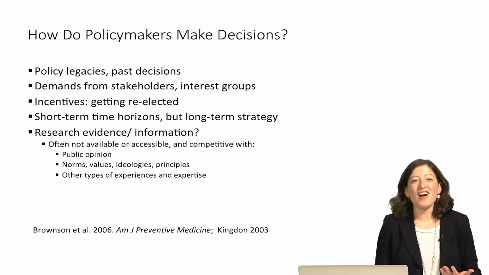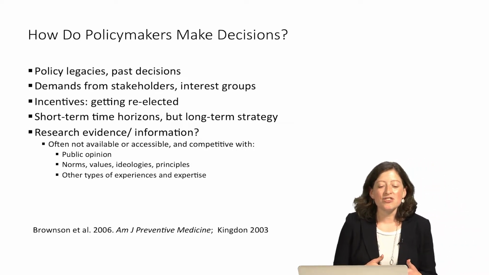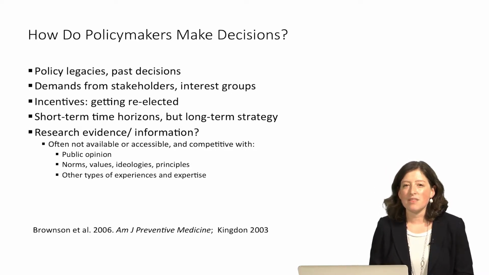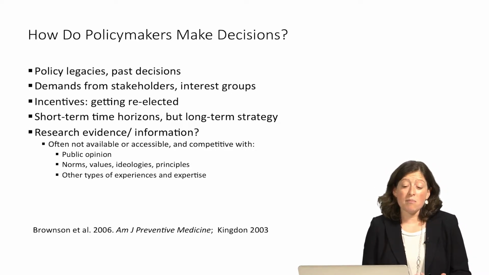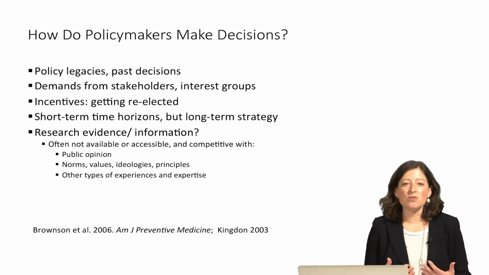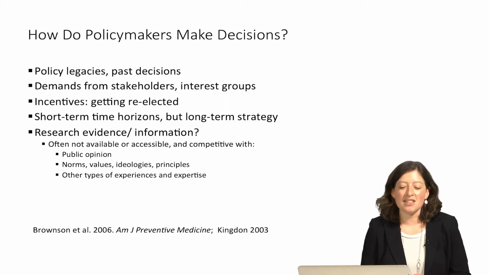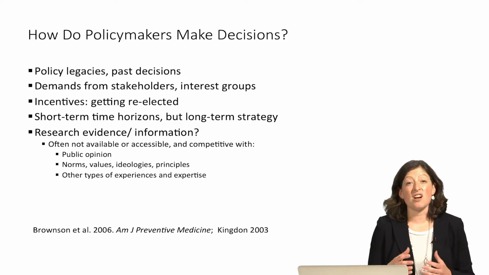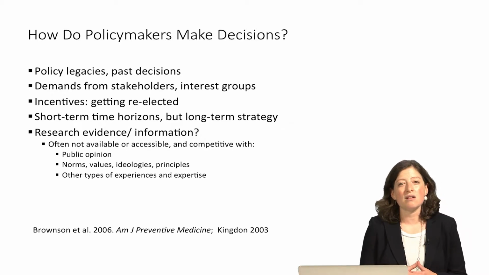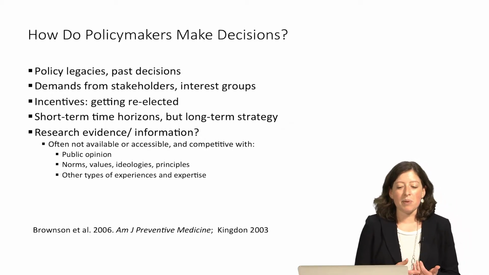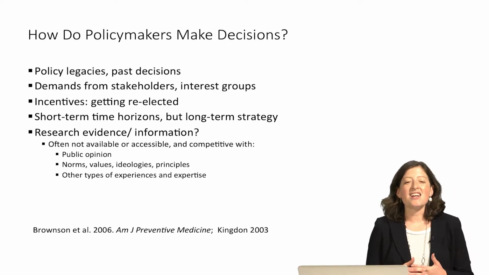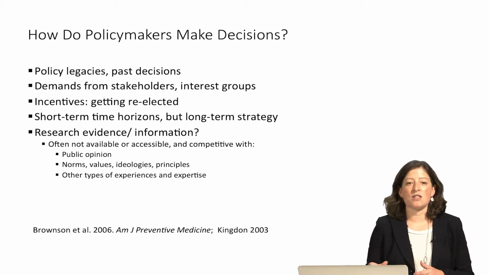So the key question for us then is thinking about what role does research evidence or research-based information have to play in policymaking? And first I should point out that for many types of policy agenda issues, there may not be research evidence that's available or accessible. But when there is, it's often competitive with other types of information and other types of experiences that matter to policymakers, like public opinion, norms, values, ideologies, and principles, and other types of experiences and expertise.